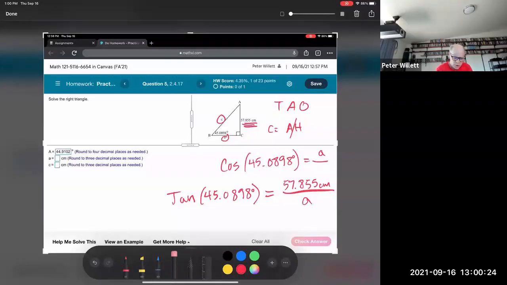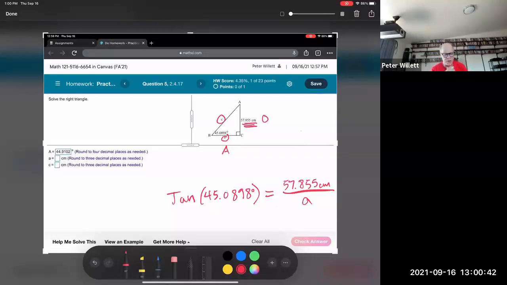Let's clean this up with some of my false start erased here. All right, so we know angle B, and then we have the opposite to angle B, and then we have adjacent to angle B, and tan is opposite over adjacent. So tan of the angle 45 gives me the opposite length over the side we want.